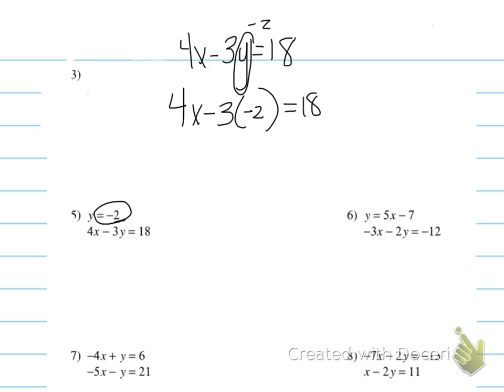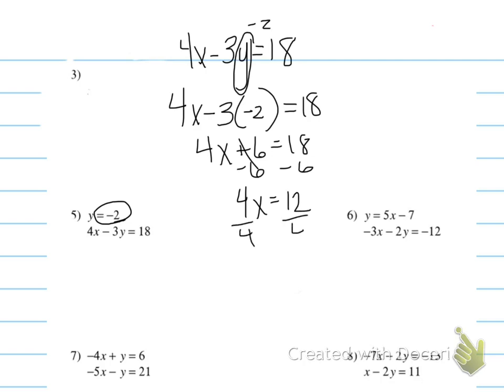This one's so straightforward, I might as well just do it. I think it would take me less time than going to the answer key. 4x minus 3 times negative 2 is, you got it, 6, equal to 18. We're going to subtract 6 from both sides. We get 4x equal to, what's 18 minus 6? I'm waiting. 12. Divide by 4. We got x equal to 3.